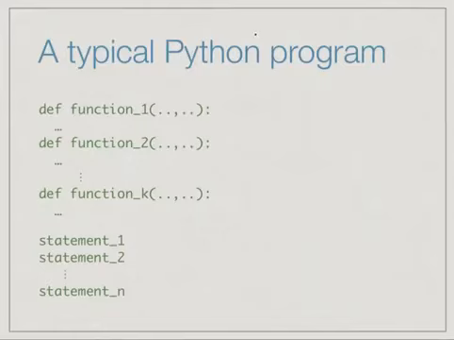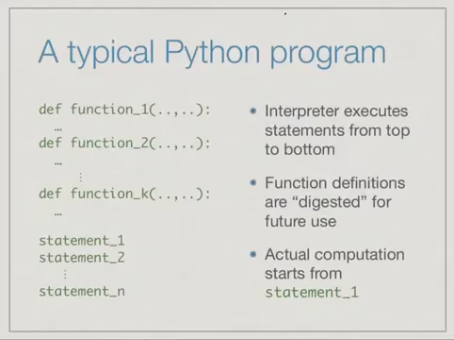We have a bunch of function definitions followed by a bunch of statements to be executed. Remember that we said Python is typically interpreted. An interpreter is a program which will read Python code and execute it from top to bottom. The interpreter always starts at the beginning of your Python code and reads from top to bottom. Now a function definition is a kind of statement, but it doesn't actually result in anything happening. The Python interpreter merely digests the function.